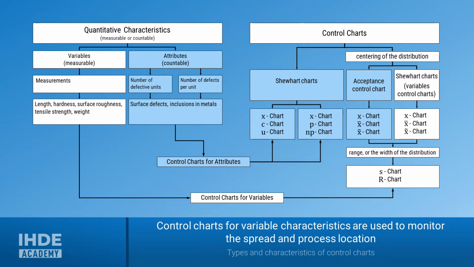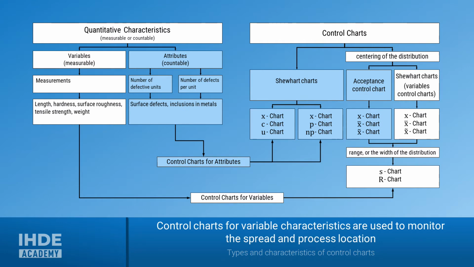Examples of this would be the length, hardness, weight, surface roughness, or tensile strength of a component. Second, there are the attributive characteristics. Those are all characteristics one can only count, but we do not want to go into detail about them here.